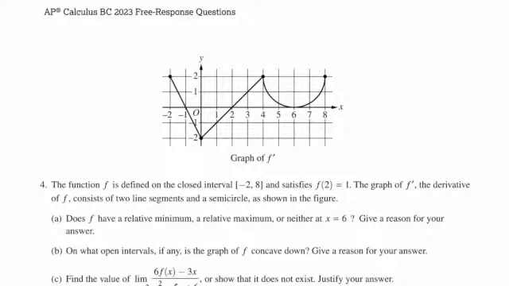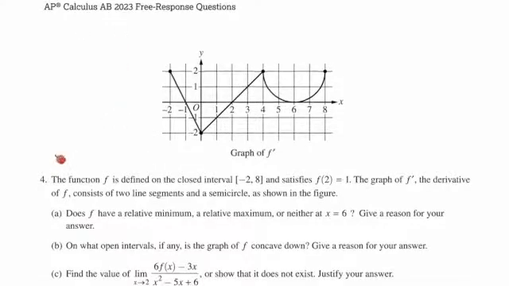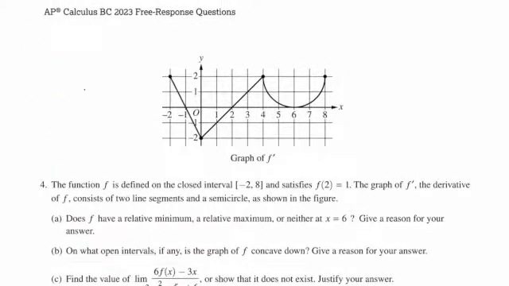AP Calculus BC 2023, problem number 4. For AB, problem number 4 is the same, so we will solve one of these fourth problems. It says the function f is defined on the closed interval negative 2 to 8 and satisfies f of 2 equals 1. The graph of f prime, the derivative of f, consists of 2 line segments and a semicircle, as shown in the figure.